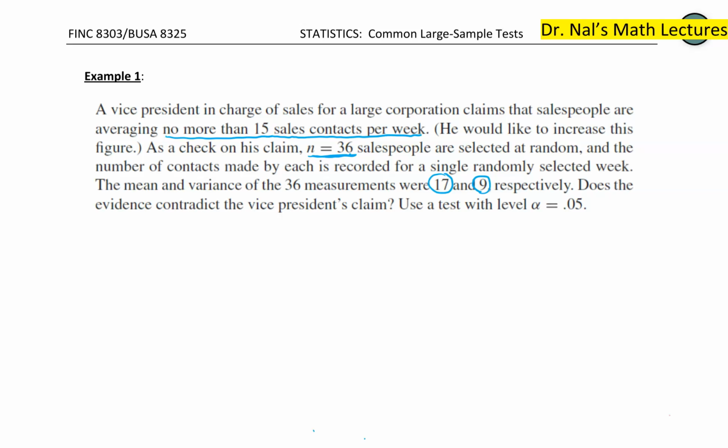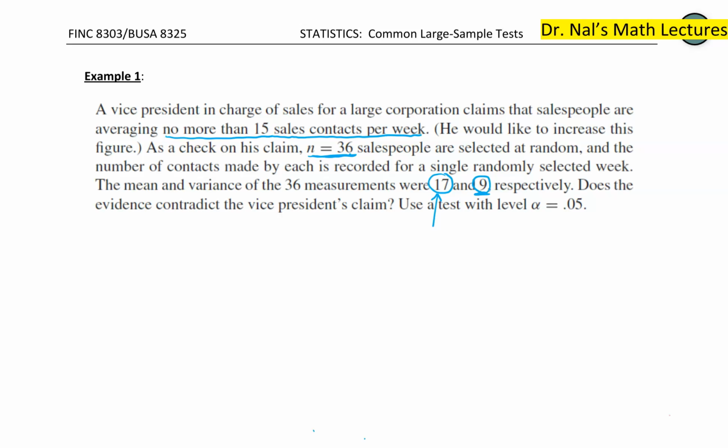The basic question is, does the evidence contradict the vice president's claim? It seems it does, right? So why? Because look at that, 17 is greater than 15. So when you sample 36 people, and the average is 17, it's already giving you a feeling that the claim of the vice president that each salesperson is averaging no more than 15 might be wrong. Something that can support that is the standard deviation not being too high either.